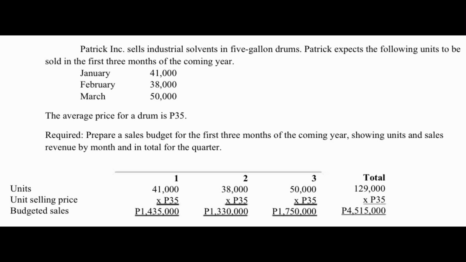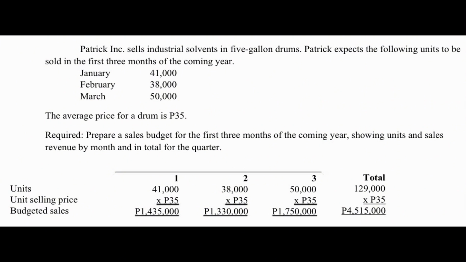1,330,000. And for the third month is 50,000 times 35, and nag-equal din po siya sa 1,750,000. And I added these 3 months of budgeted sales, 1,435,000, 1,330,000, and also 1,750,000. And ang total niya po is 4,515,000.